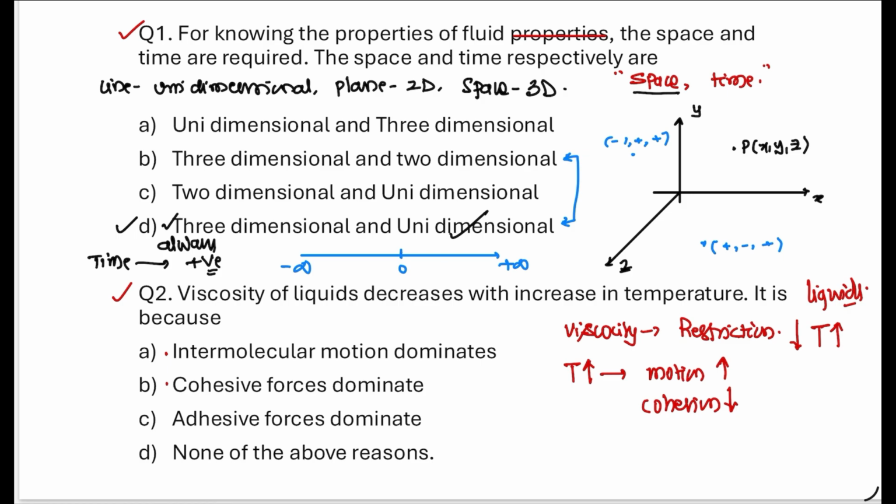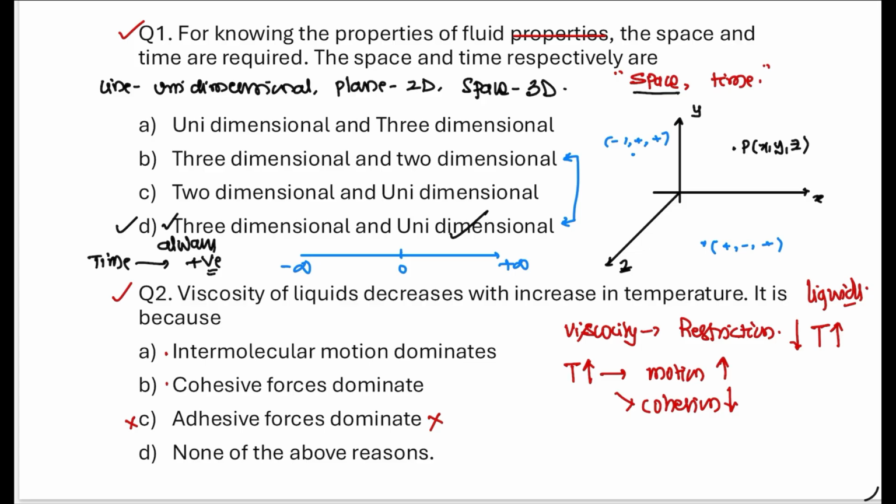Hence, the option of adhesive forces is ruled out because adhesive forces require two materials. We are talking about only one single material where if temperature increases, viscosity decreases for a liquid. In that case, adhesion will not come into force. Hence, by the elimination method, adhesive forces do not dominate, that is gone. And none of the above we will come to know when these two are wrong. Intermolecular motion increases when temperature increases.